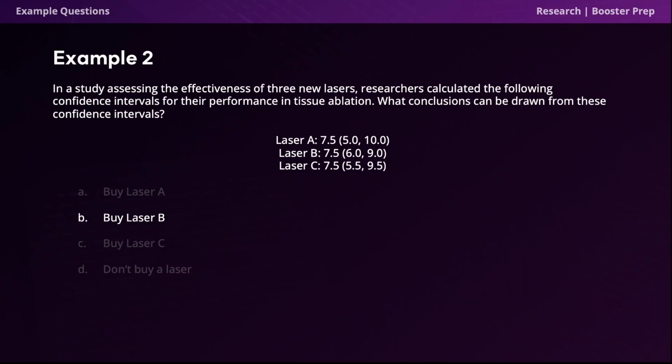Laser A has the widest confidence interval ranging from 5 to 10, while laser B has the narrowest confidence interval ranging from 6 to 9. Overall, laser B may be considered the most consistently effective based on this study's findings, followed closely by laser C, while laser A's effectiveness is less certain due to the wider confidence interval.